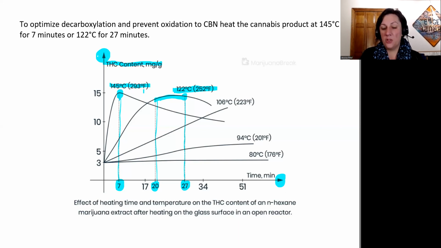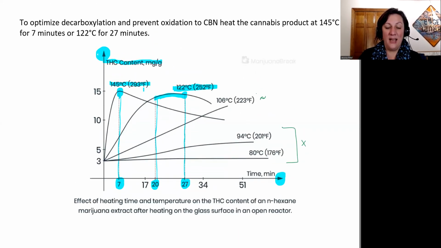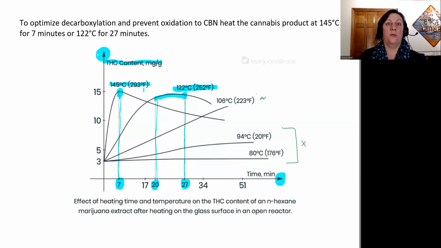And if we lower the temperature further, then we really have to increase the amount of time that we are decarboxylating. In fact, I would argue that we aren't really being productive at 94 degrees Celsius or 80 degrees Celsius. We're only starting to be productive and maximize the amount of THC we have in our sample at 106 degrees Celsius or higher. So the best temperatures to decarboxylate at are either for a short amount of time at 145 degrees Celsius, or for a longer amount of time, like 27 minutes at 122 degrees Celsius.